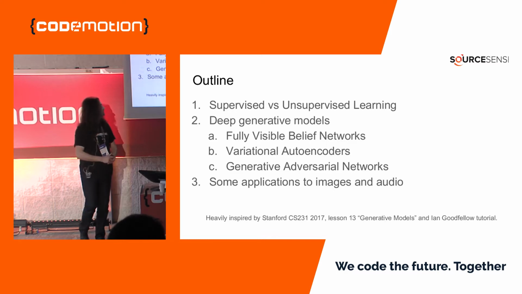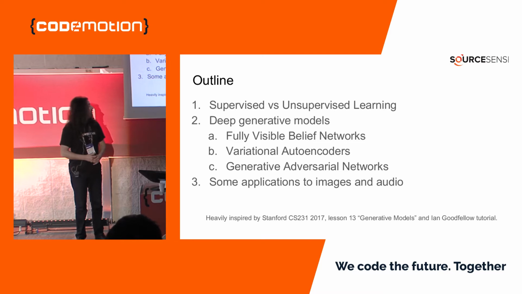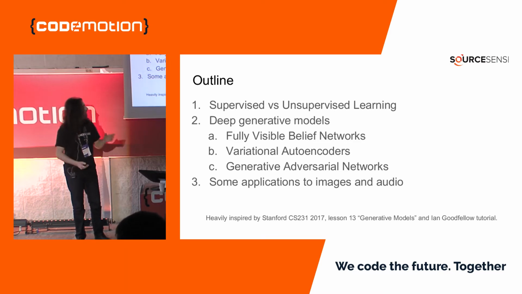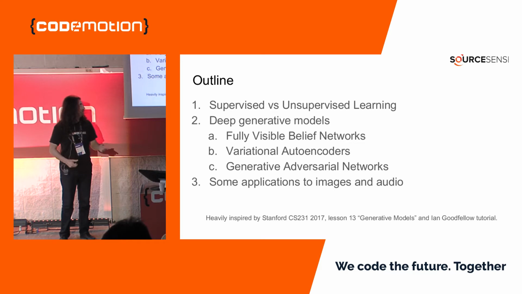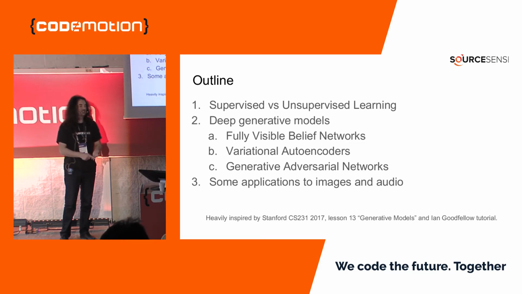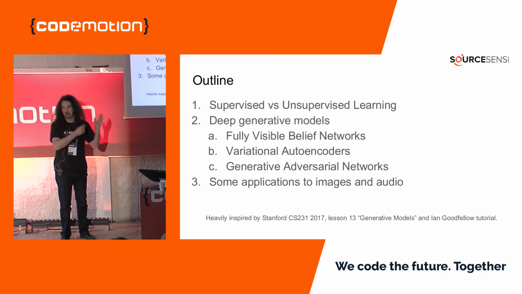So, our outline is really terse today. We will be talking mostly about unsupervised learning, exploring the three main models of generative AI, which are the fully visible belief networks, the variational autoencoders, and the generative adversarial networks. I know that most of you are here for that topic. And we'll explore some application of generative AI to image and audio.